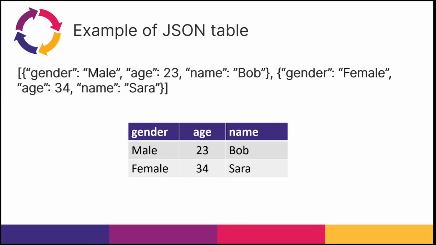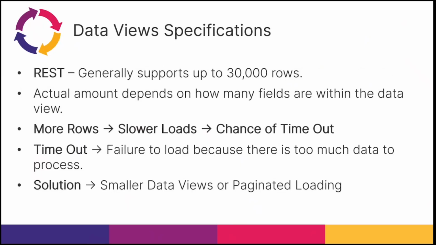You don't need to necessarily work with this structure, but it is helpful, I would say, in understanding how these things work. Okay, so as I said, data view specifications, we've already gone over this, but again, just to reiterate the point, 30,000 rows. When we start going beyond that, we need to start implementing management practices and techniques that allow us to go beyond that limit.